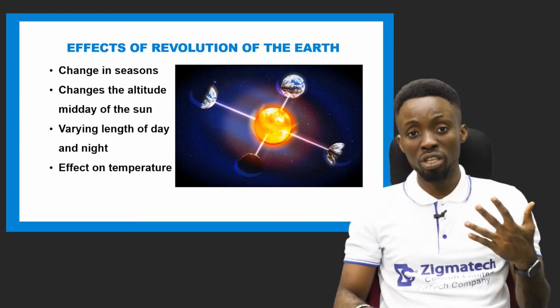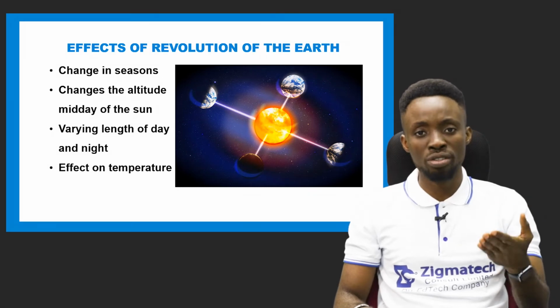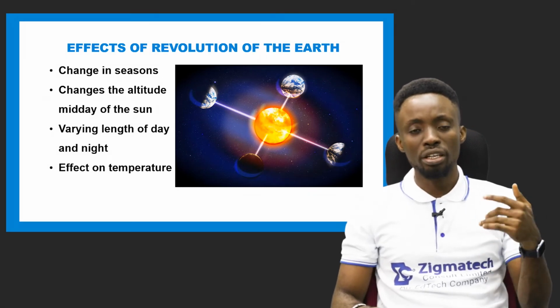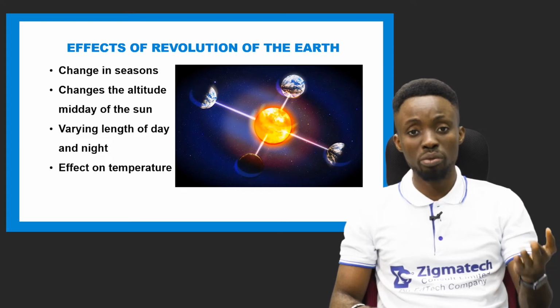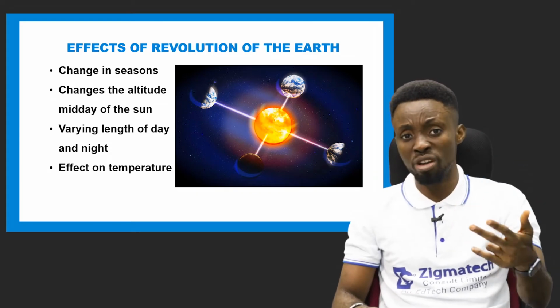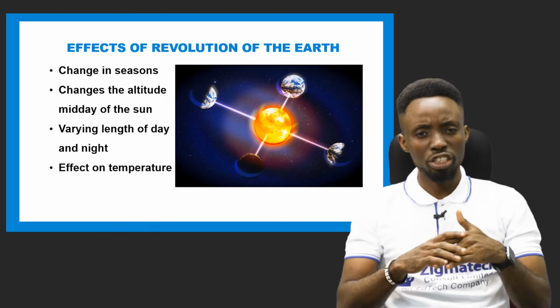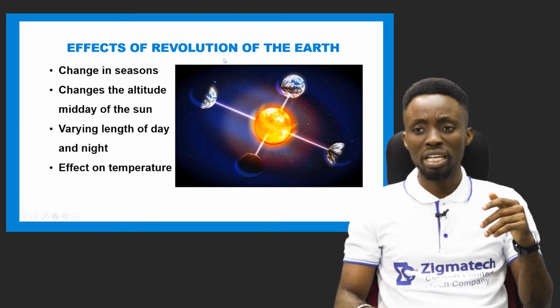The same applies to autumn in the northern hemisphere in the month of September. You will discover that people in the northern hemisphere have autumn, while people in the southern hemisphere have spring. Then you go to the month of March. In the southern hemisphere, they have autumn, while people in the northern hemisphere are going to experience the spring. So these changes in seasons are actually caused by the Earth's revolution.